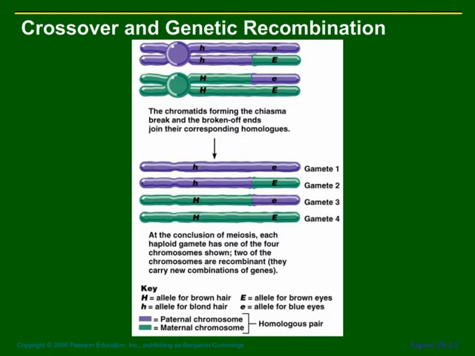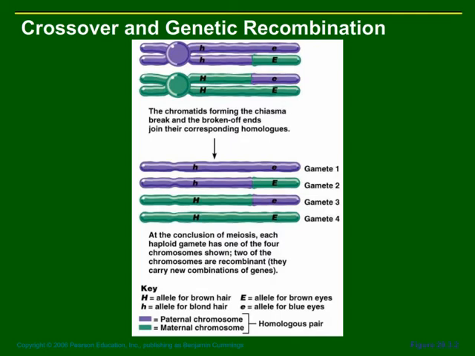genetically identical. So when we take crossing over, we combine it with independent assortment and random fertilization, we see that there's almost an infinite number of possible gametes that can be generated during the process of meiosis. And that's the reason that offspring look so different, even though they have the same parents.